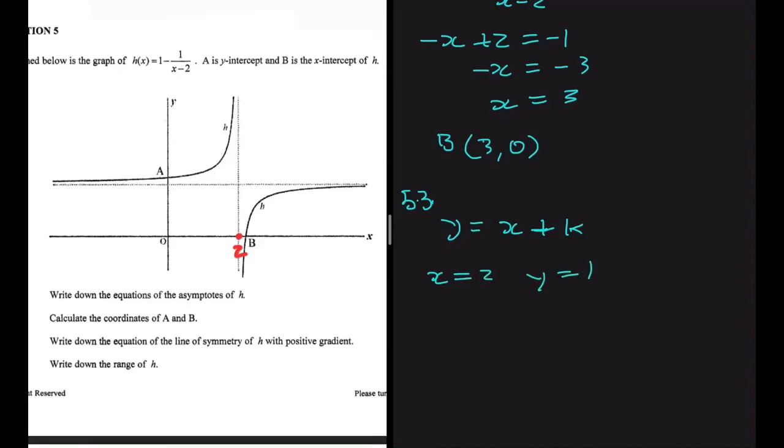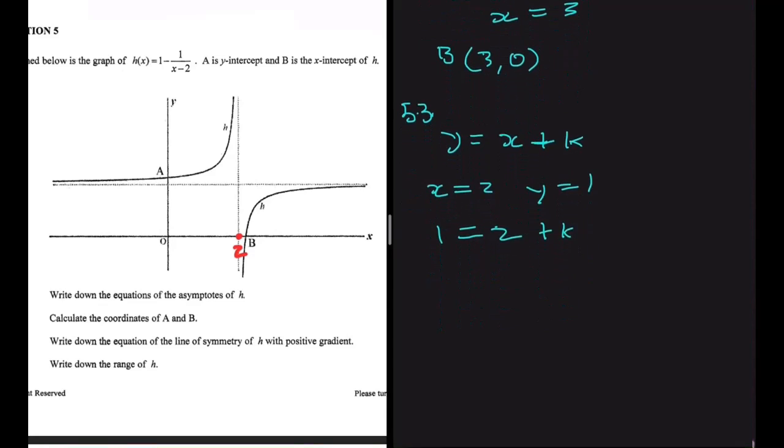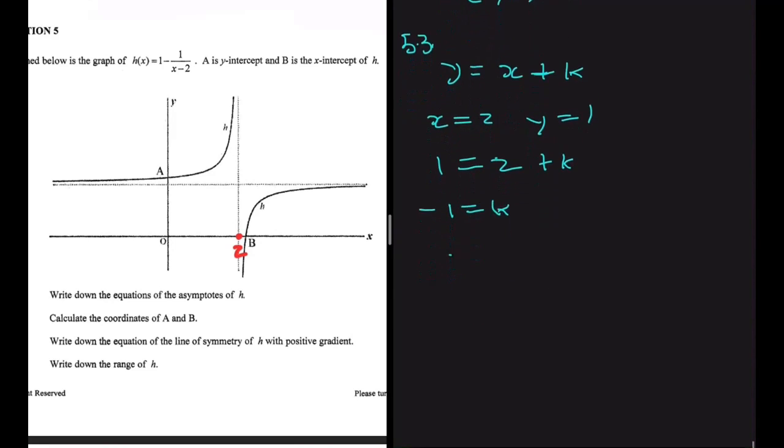as our asymptotes, right? This is what we substitute when we want to find the equation of the line of symmetry. So if we substitute this, we're going to get 1 being equal to 2 plus k, right? And then it is easy to see now that minus 1 will be equal to k, giving us an equation in the form y is equal to x minus 1. So this is the equation of the line of symmetry with a positive gradient, right?